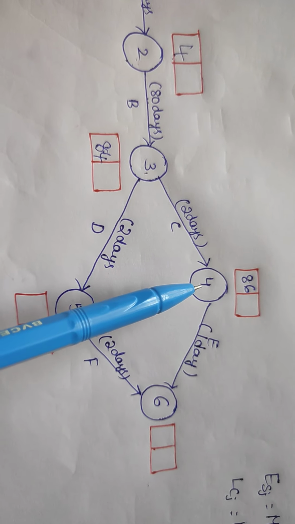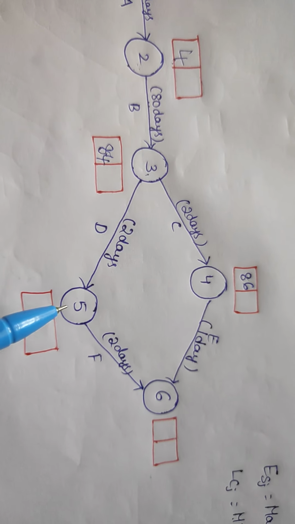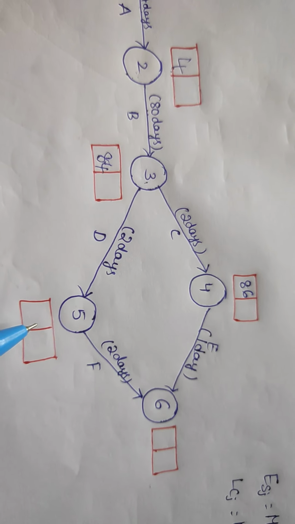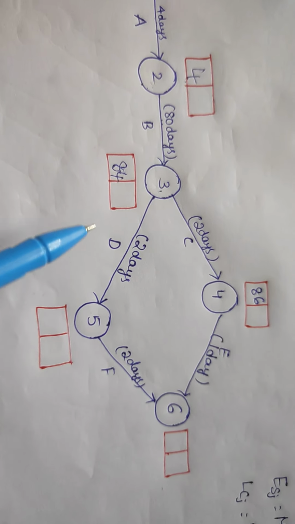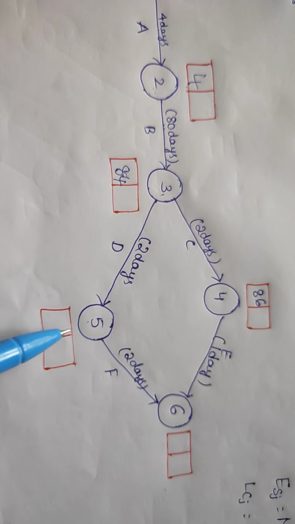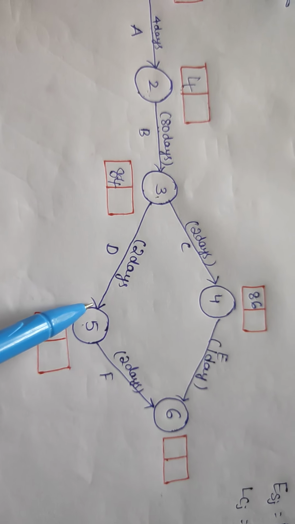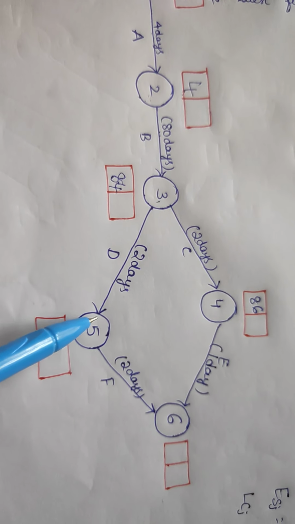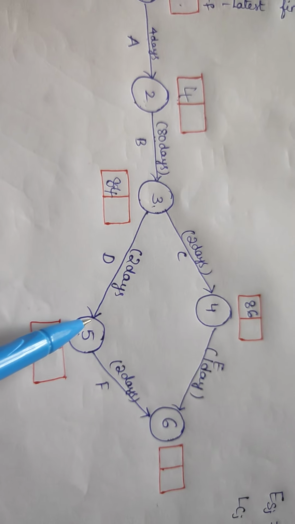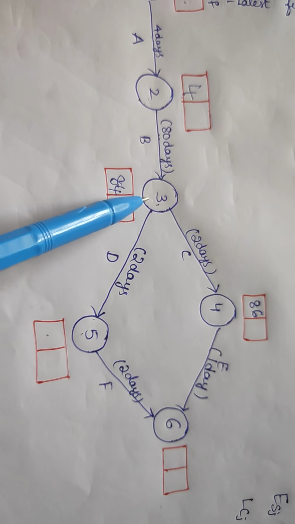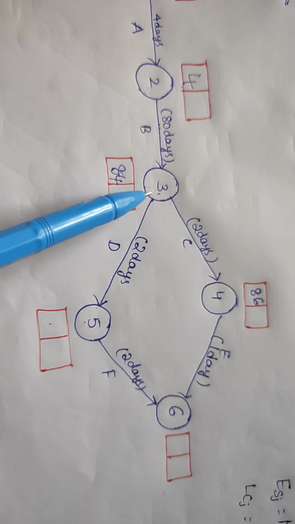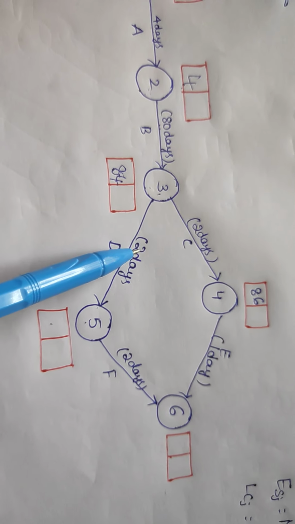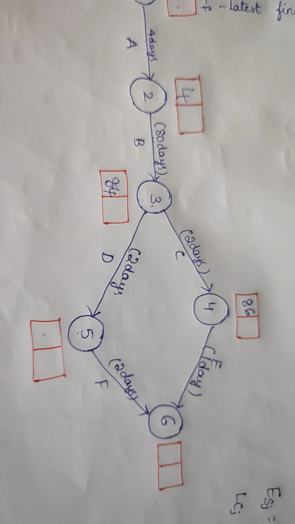After completion of the fourth one, we can go for the fifth one. In series only, we have to complete the earliest starting time. So for the fifth one, there is only one head event, that is coming from the third. So here we have to consider the value of the third. That means 84 plus 2, total 86 days.